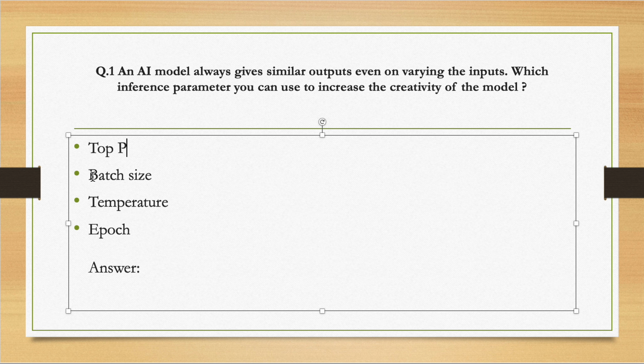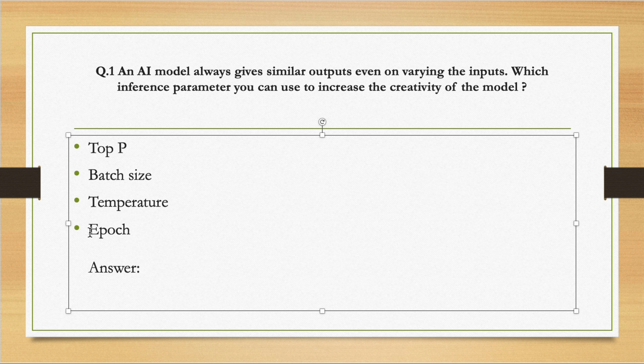Batch size is how many samples we are taking to train the model. Let's say if I am taking 100 samples, 200 samples, 300 samples, the more samples you take, it will increase the efficiency of the model, not the creativity. Temperature is basically used to enhance the creativity of the model. So temperature is the right answer.